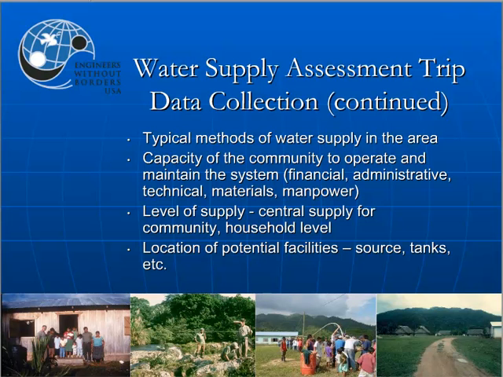And then you're going to want to look at the location for potential facilities. So if there's a source where you can put the spring box, say, or if it's a surface water diversion, where you would put your diversion dam or your side intake, where that might be located. If there's going to be a storage tank, where are locations where that may be appropriate to be placed.